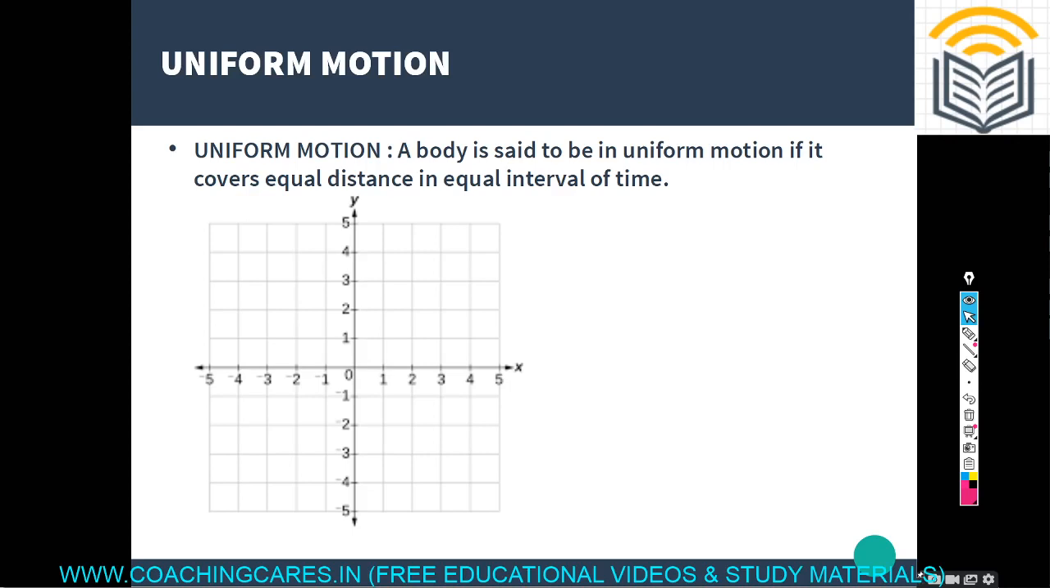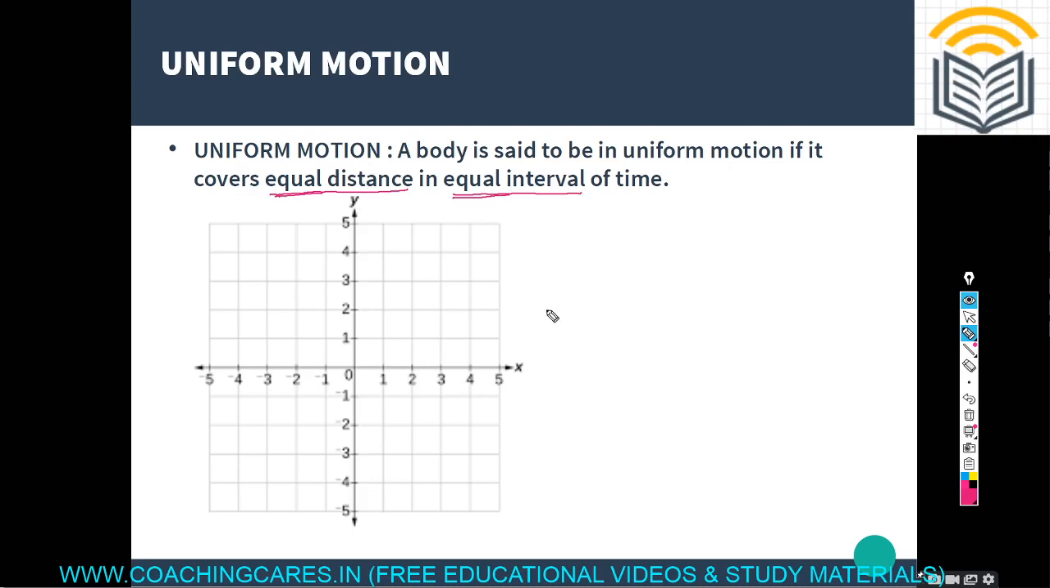So what does uniform motion mean? When any body covers equal distance in equal interval of time, then the body is said to be in uniform motion. So under uniform motion, this term is very important. The body always covers equal distance in equal interval of time. So this is the important condition here for uniform motion.